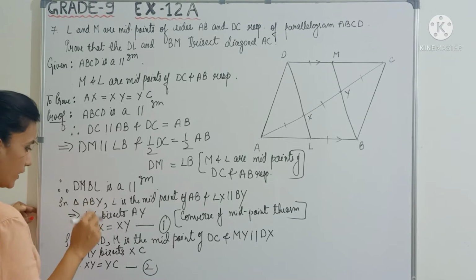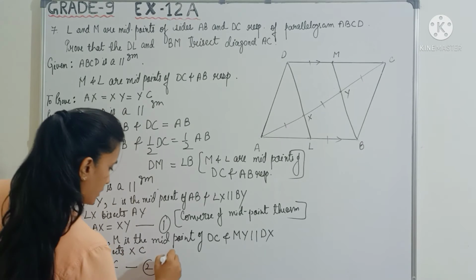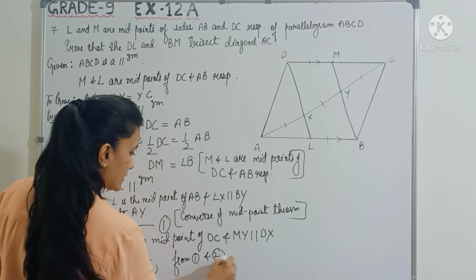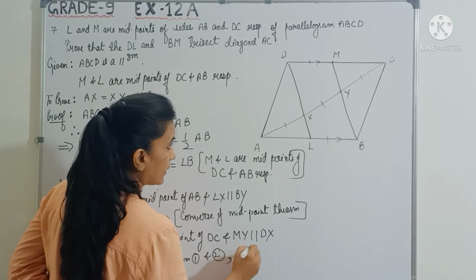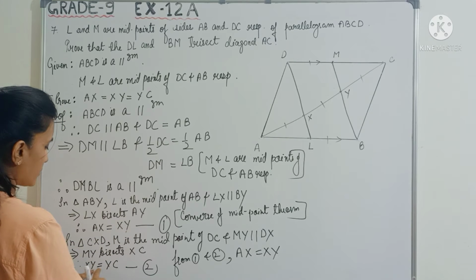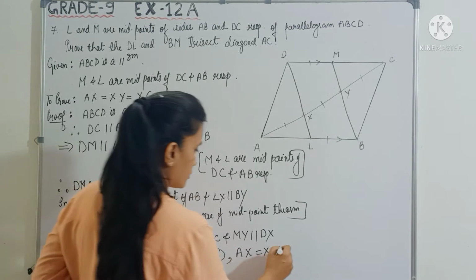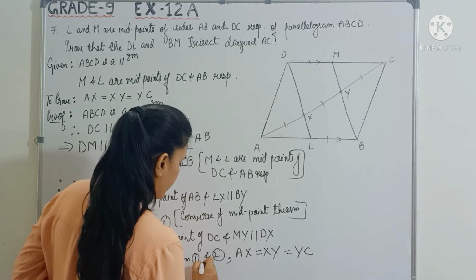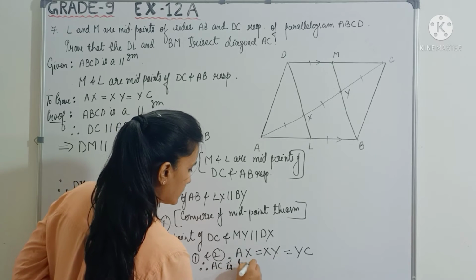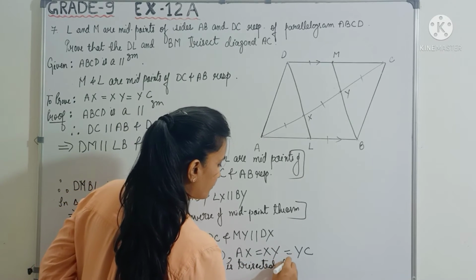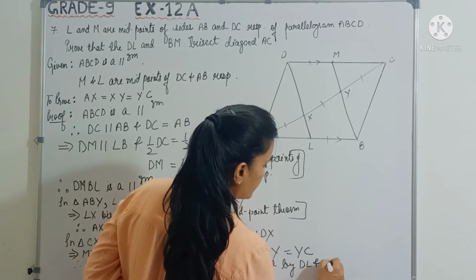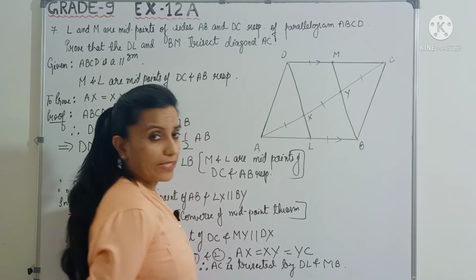Alright. Now from 1 and 2, what can you conclude? From 1 and 2, we can say that AX is equal to XY. This is your 1, right? And second is what? That XY is equal to YC. So this is equal to YC. Therefore, AC is trisected by DL and MB. So this was a very simple question, right?